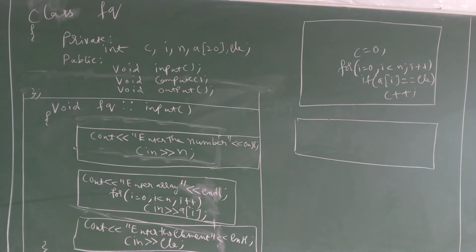Then for i equal to 0, i less than n, i plus plus, cin >> a[i]. Then cout, enter the element and endl, cin >> element, that is the element to be counted. I'll send this video also, as well as the particular program I'm going to send you.